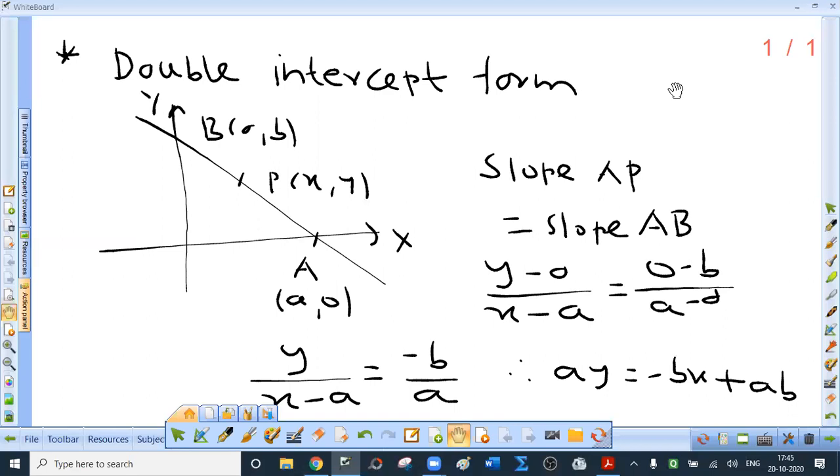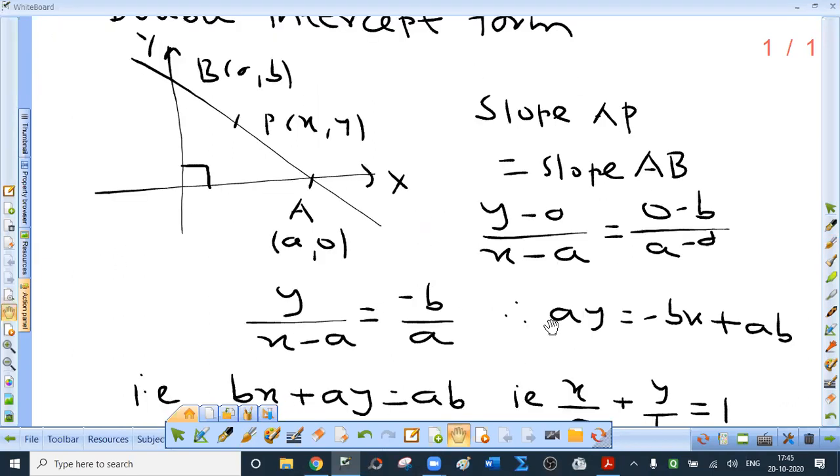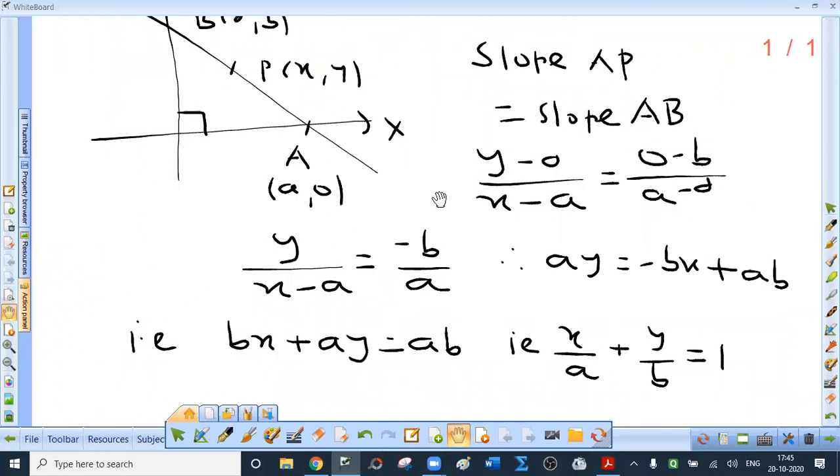Now the next form is again an important one, double intercept form. As the name suggests, if two intercepts are given, x and y, then we have to use this form. So if x-intercept is A, y-intercept is B, then we have to prove that equation of line is x upon A plus y upon B equal to 1.